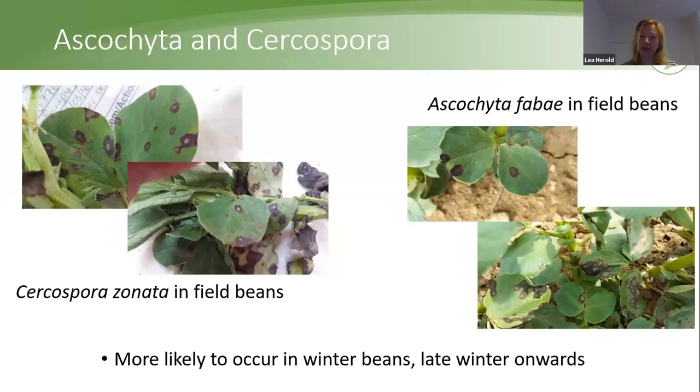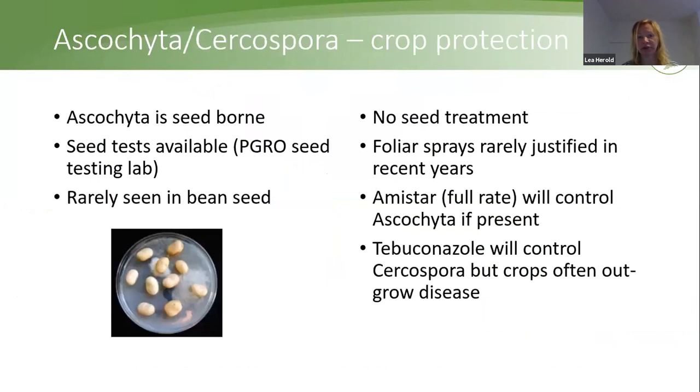As most of you will probably know, PGRO runs a free crop clinic, and I would highly recommend, if you see any lesions like this in your crops, that you send us a few bean samples, and we then try to extract spores, because the spores between these species differ. And then we are hopefully able to tell you whether you have Ascochyta fabae or Cercospora in your crop. The reason that this is important is that Ascochyta is a seed-borne disease, whereas Cercospora is not.